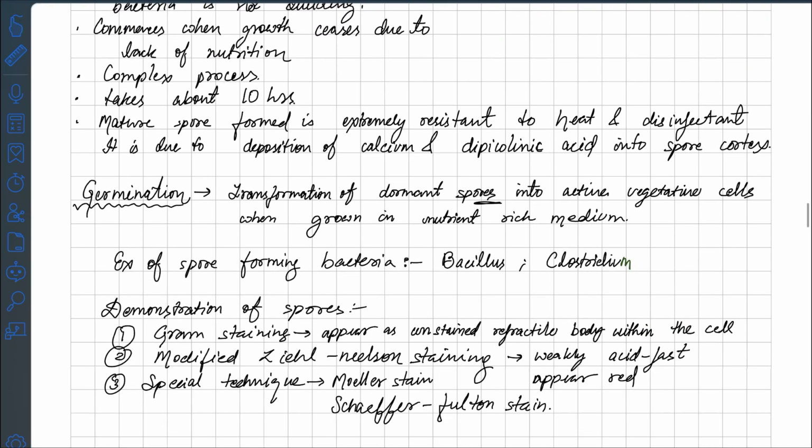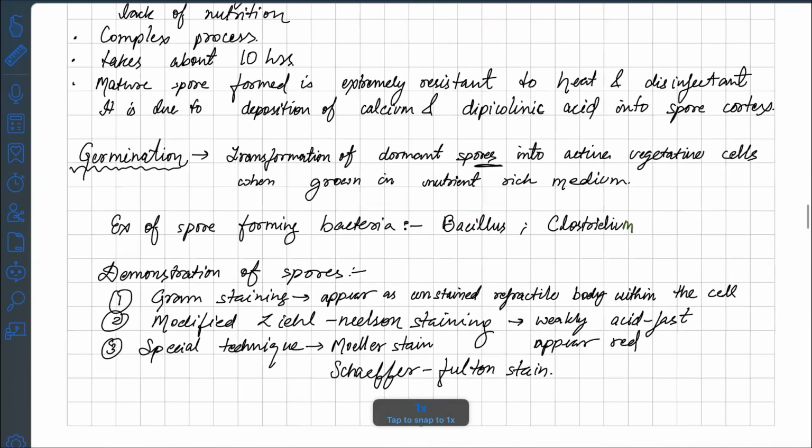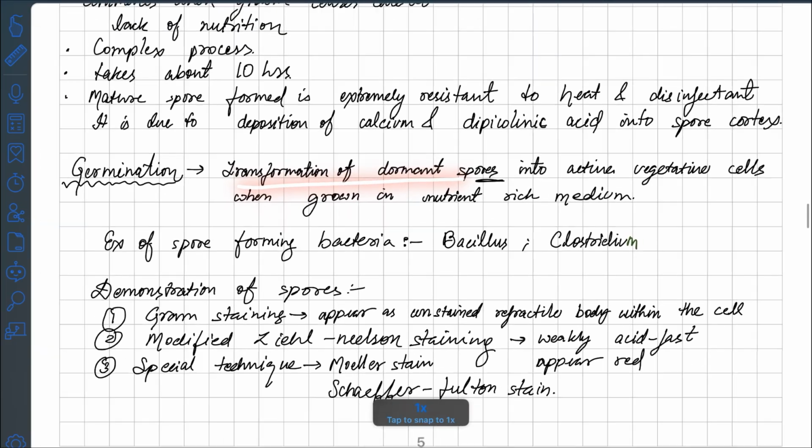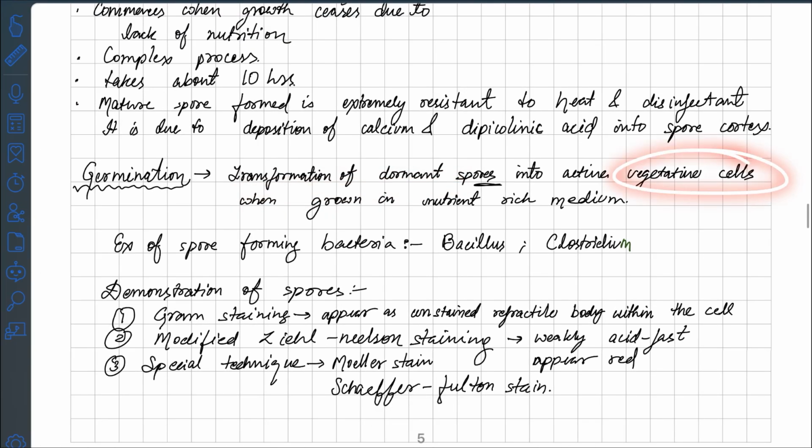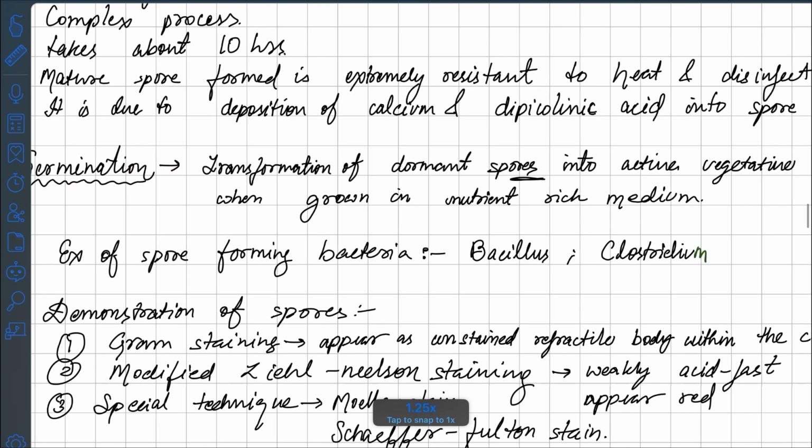Now moving to the process of germination. The transformation of dormant spore into active vegetative cell when grown in nutrient rich media is known as germination. The examples of spore forming bacteria are Bacillus, Clostridium. You must have heard of Clostridium.